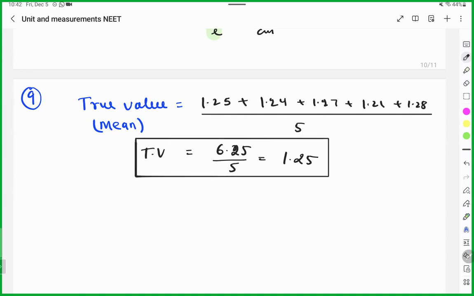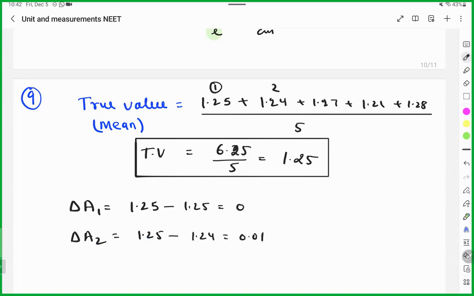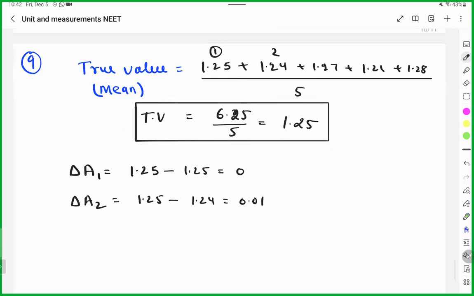Second, you will calculate the absolute difference of every value. Example, in case of the first, what is the true value? 1.25. What is the given value? What is the difference? 0. Second value, what is the given value? The difference is 0.01. Remember, positive or negative sign does not matter here.